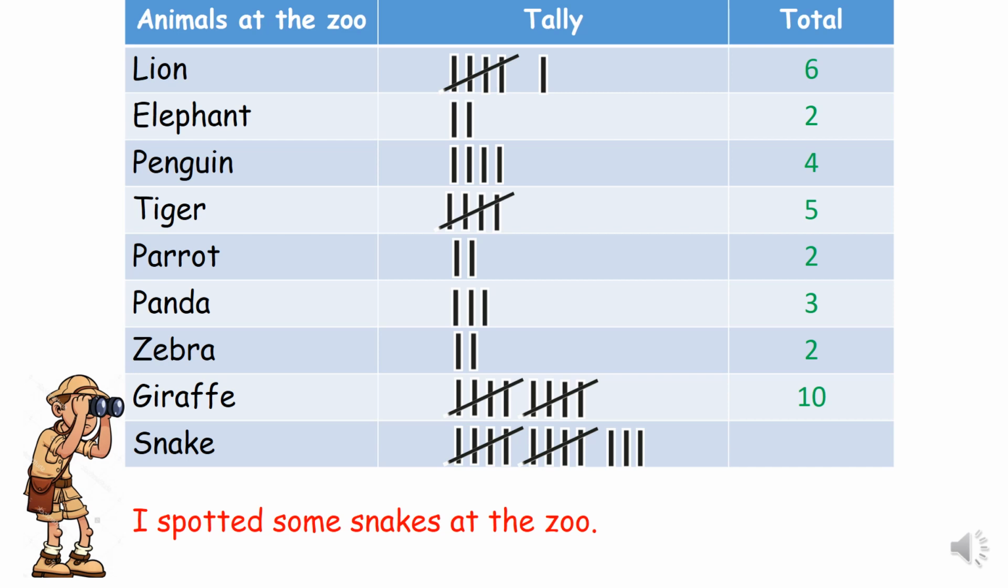Oh, it looks like I also spotted some snakes at the zoo. It's in my tally chart. Can you work out the total number of snakes that I saw by looking at the tallies? Well done if you got it. It was 13 because I've got a tally of 5, another tally of 5, and 3 lines. So 5, 5, and 3. 5 plus 5 is 10. Then 10 plus 3 is 13.